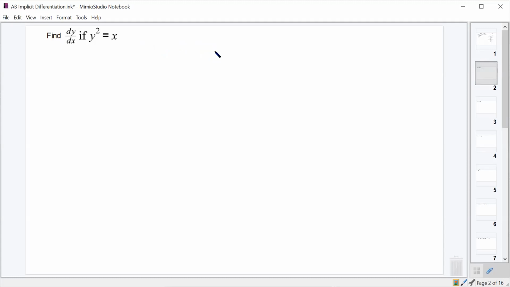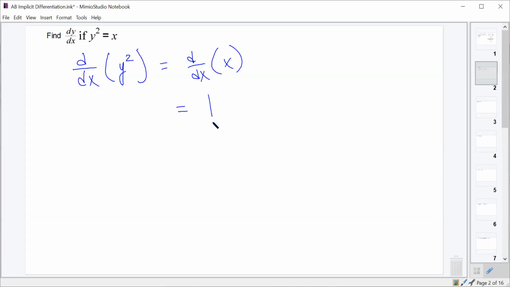Okay. So our first step says take the derivative. Let's do it this way. Let's take the derivative with respect to x of y squared and the derivative with respect to x of x. Now on the right-hand side, the derivative with respect to x of x should be pretty easy. What does that come out to be? 1, right?